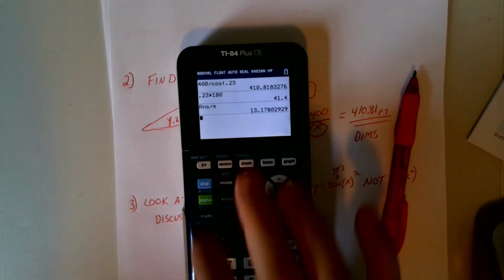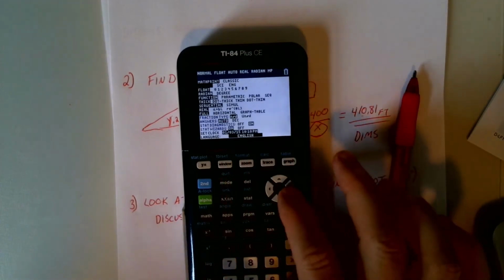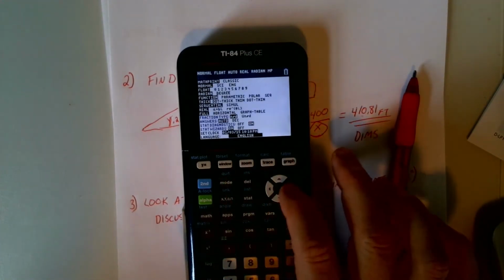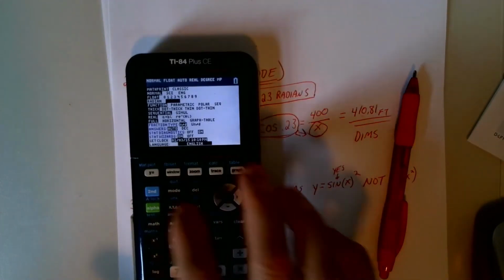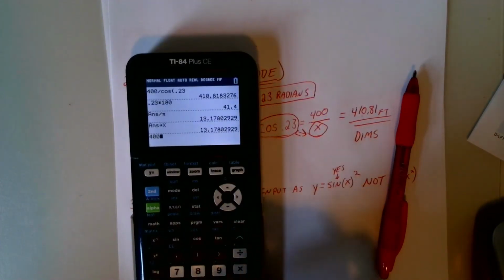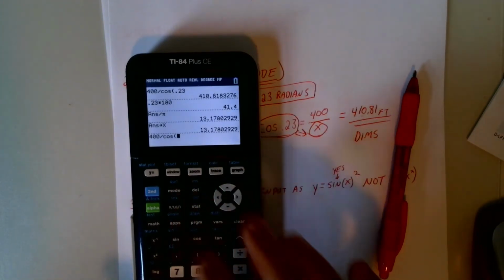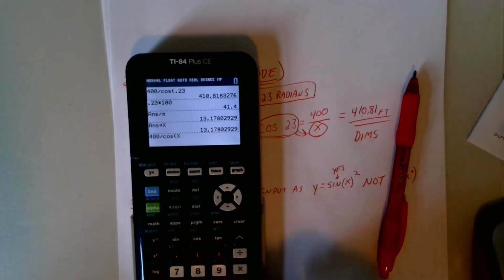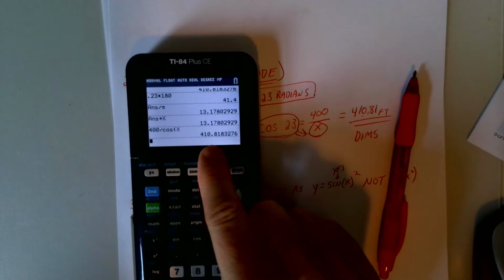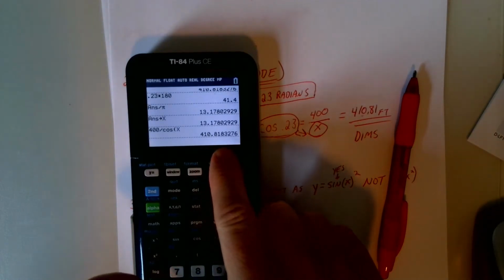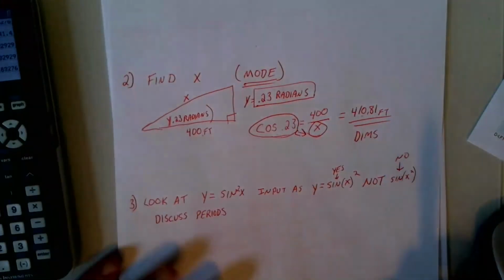I'm going to go ahead and store that in x. So we're good there. I'm going to go to my mode. I'm going to change my mode, change it to degrees, enter. And now I can do 400 divided by cosine of that angle, which I just put in as x, at 13.17. And you see I get this exact same answer, 410.818. Cool.